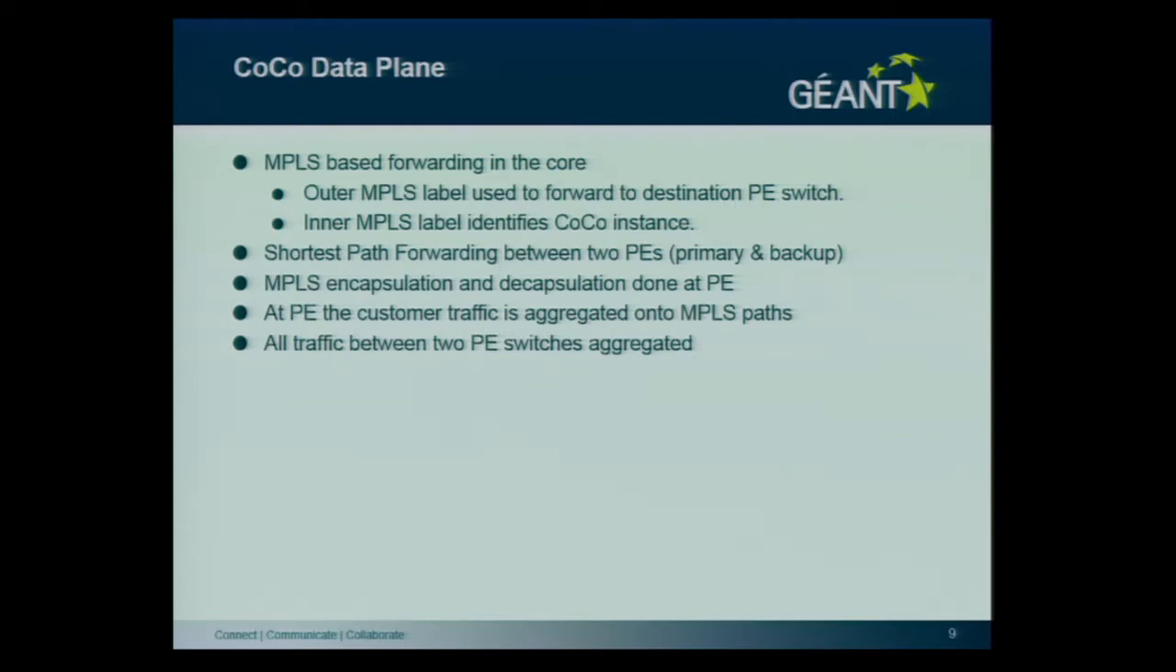We will do shortest path forwarding towards provider edge switches, and probably a primary and a backup path for redundancy. At the edges there will be encapsulation and decapsulation at the provider edge. And customer traffic will be encapsulated with an MPLS label at the edges. And then in the core it will be forwarded based on that MPLS label. So in the core, all the traffic is aggregated so that the forwarding entries in the core are kept to a minimum.